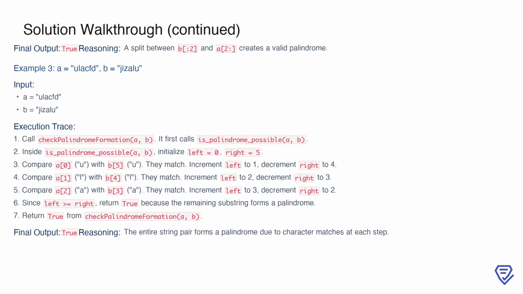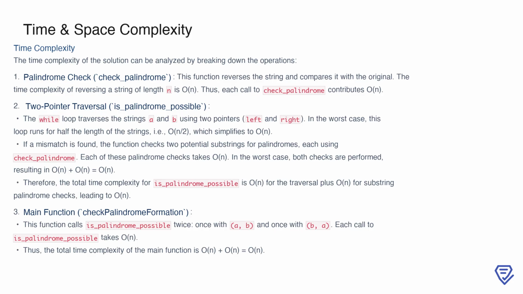The main function then concludes that a valid palindrome can be formed by merging these strings, and the final output is true. The reasoning here is that every character at corresponding positions matched, ensuring the entire string pair contributes to a palindrome. To analyze the time complexity of this solution, let's break it down into the constituent operations.